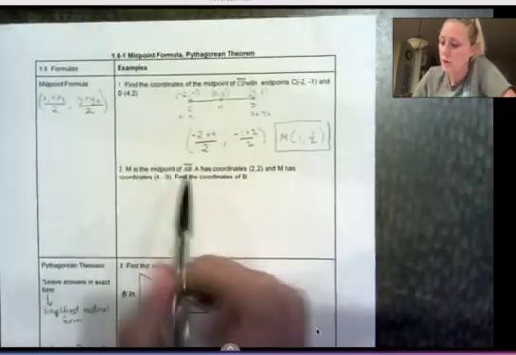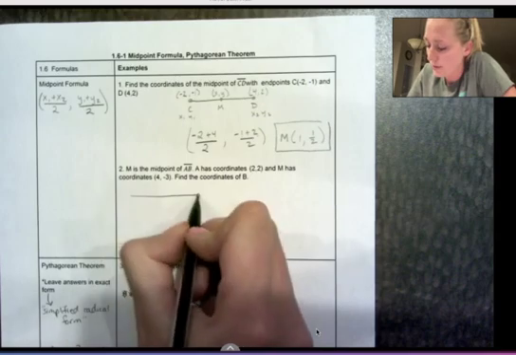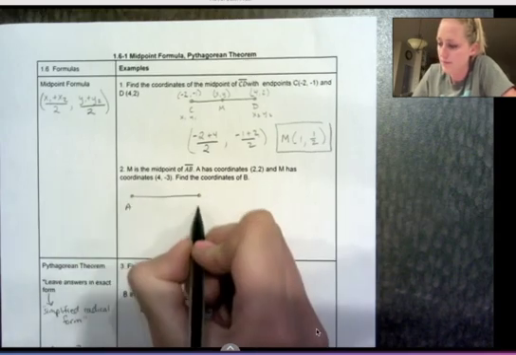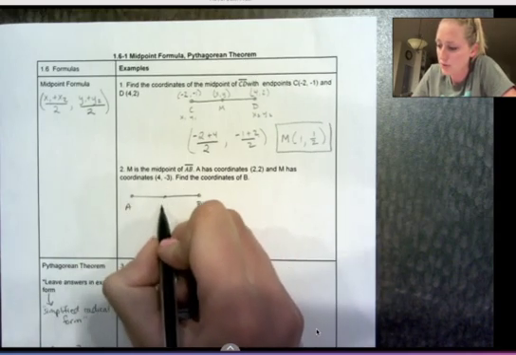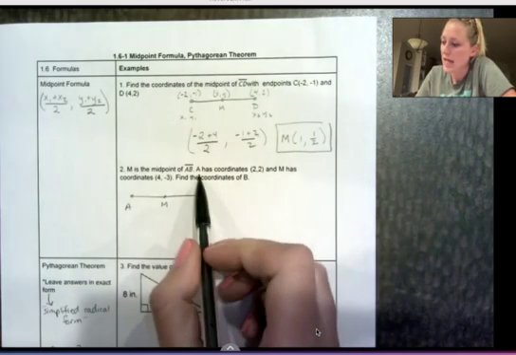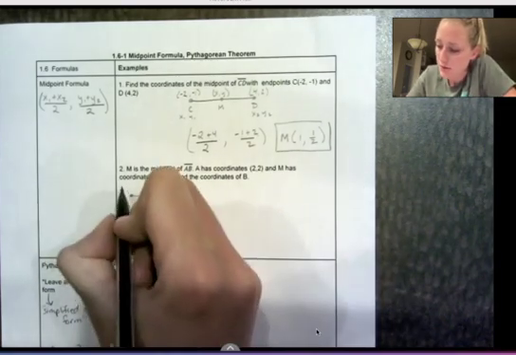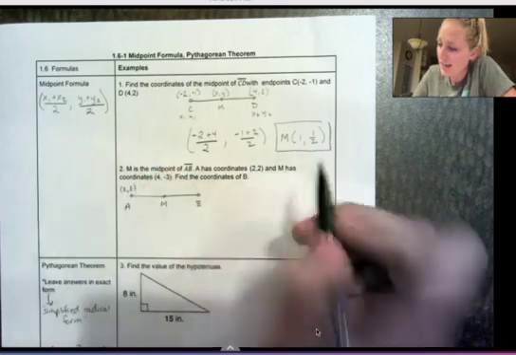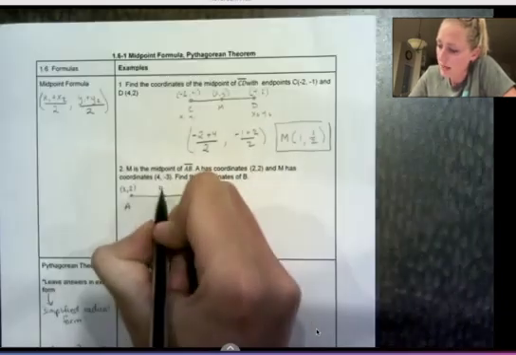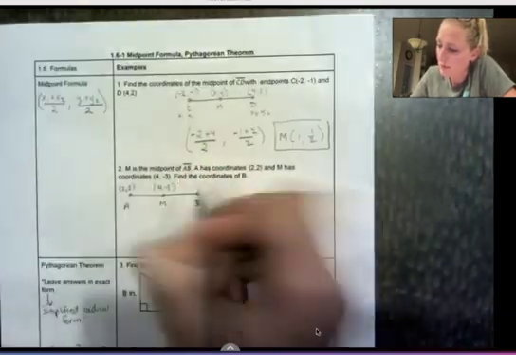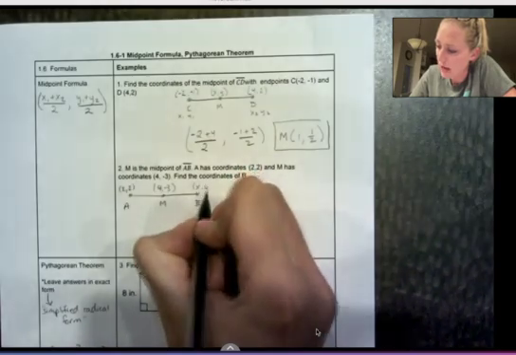Okay, we can also work this in reverse. M is the midpoint of AB, so I'm going to draw myself a picture again. I have AB, and M is exactly in the middle. A has coordinates (2, 2), and M has coordinates (4, -3). They want me to find the coordinates of B, so I'm going to call that (x, y).